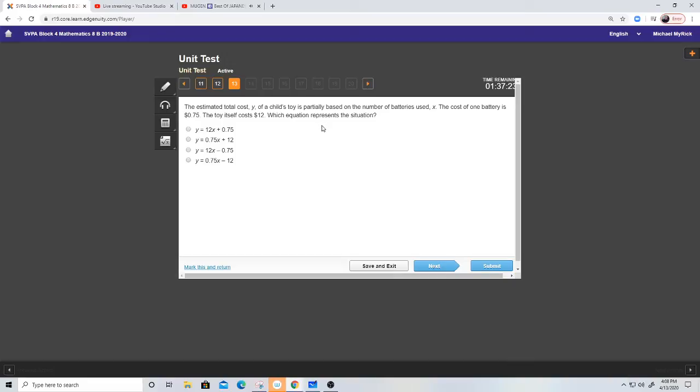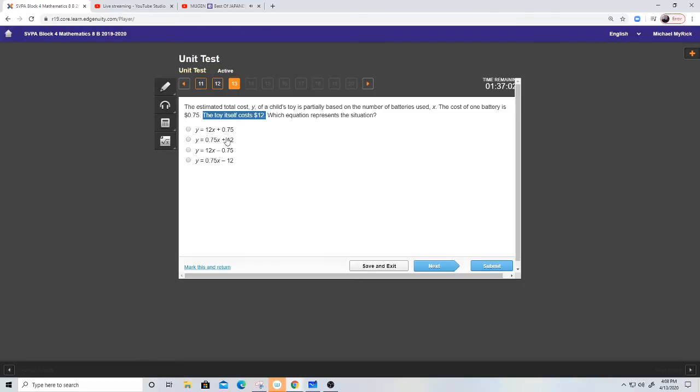All right. The estimated cost of a child's toy is based on its batteries, x, and each battery is 75 cents. The toy itself costs 12. Well, the toy costs 12 no matter what, so it's got to have this plus 12 on the end.